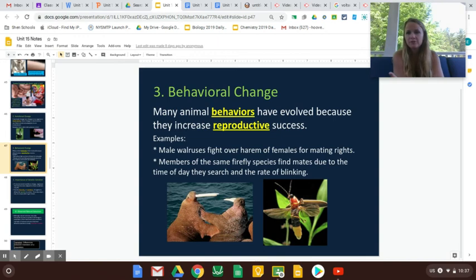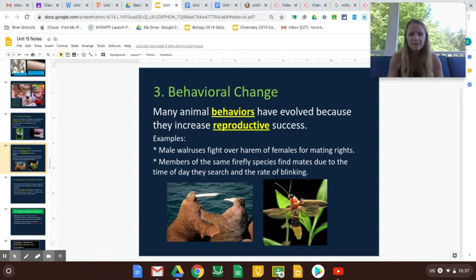Why are those males so darn aggressive? Well, maybe they didn't all used to be, but over time, the ones that were the most aggressive got the female, and then they reproduced and passed on their super aggressive genes. And now the next generation of rams is really aggressive, and the most aggressive ram is going to win, or the most aggressive walrus is going to win and pass on his aggressive genes. So even behavior can evolve over time and be passed down, because that behavior helps increase reproductive success.